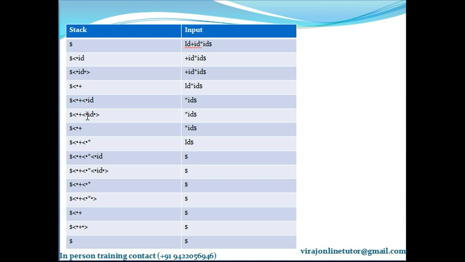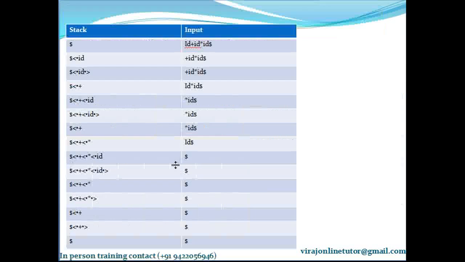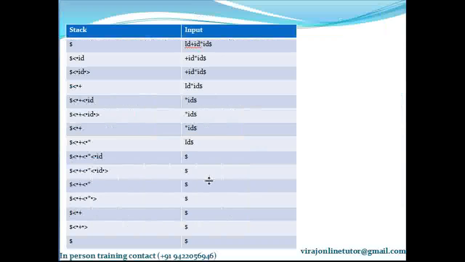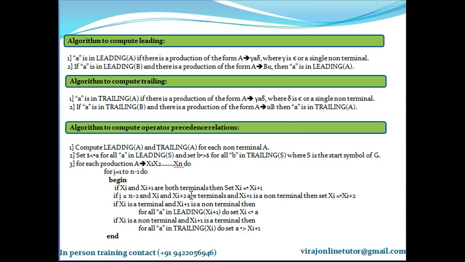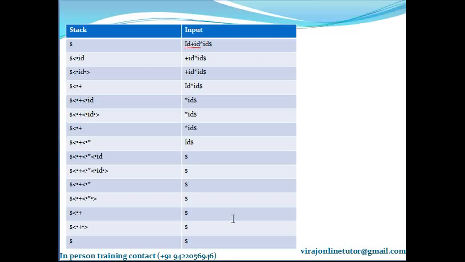So remove all this. So what is plus on asterisk? Plus on asterisk is less than, so push it on the stack. What is asterisk on id? Asterisk on id is less than, so push it on stack. What is id on dollar? id on dollar is greater than. Okay, so since id on dollar is greater than, now keep on popping stack elements till you encounter first less than. So this goes away.